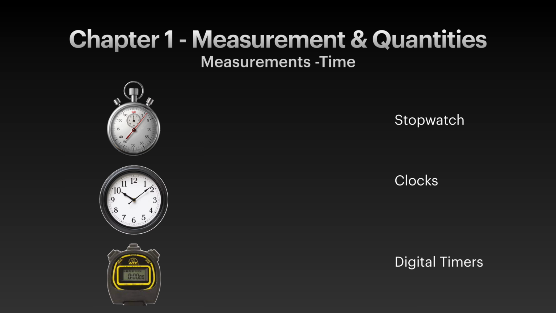Moving on to time. Measuring time accurately is very important in physics experiments. You might use a simple clock, but for precision, a digital timer or stopwatch is ideal. This is especially true for things like timing how long a pendulum swings.